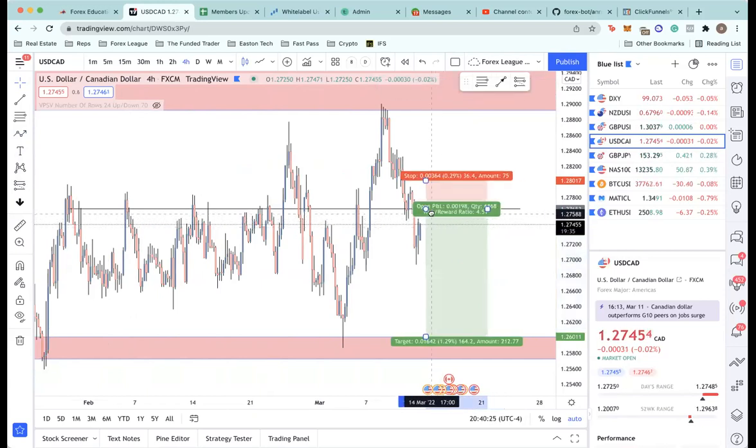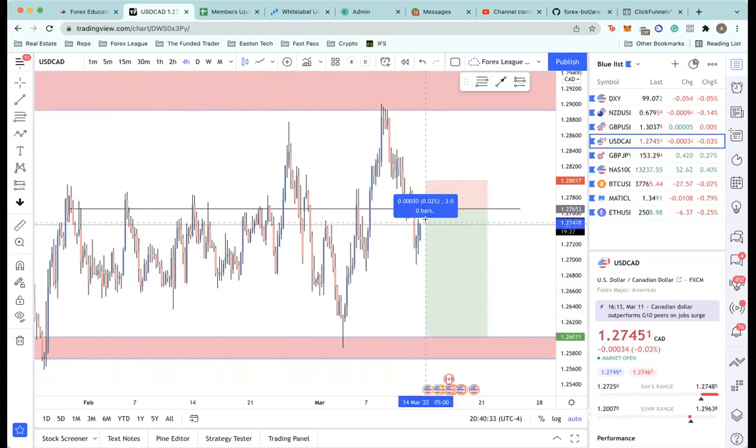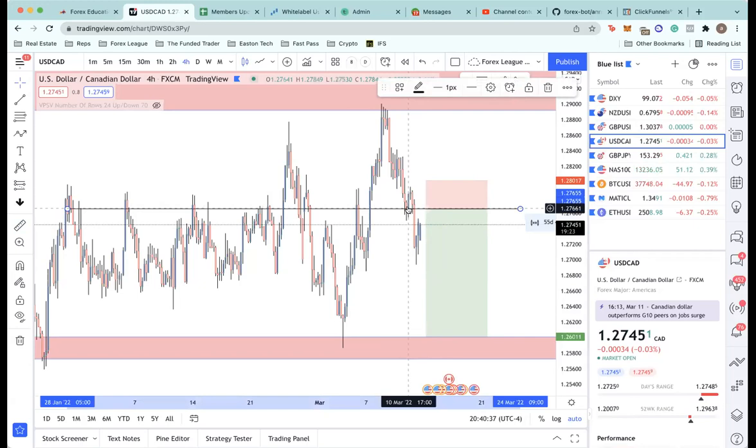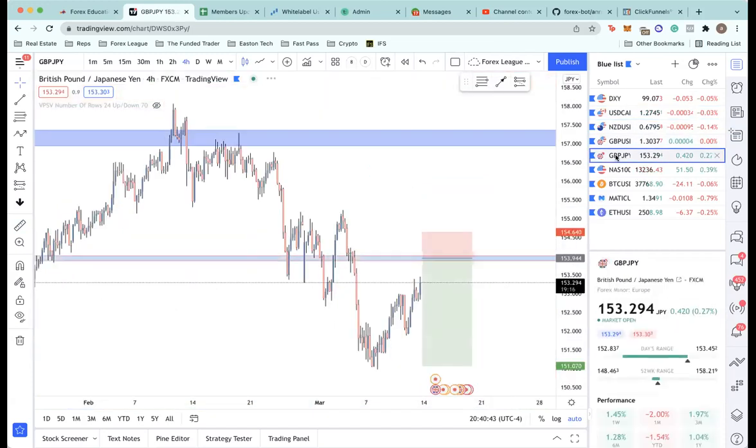This is definitely a trade that could execute earlier in the week, could execute literally overnight tonight if we get enough volume. It's only about 0.2% away from actually executing. So for USDCAD, I'm going to move this one up the watch list for today.